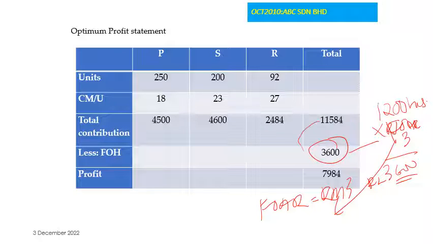And then total contribution minus 3,006, your profit is 7,984 ringgit. Because question asks you to prepare a profit statement showing the profit that the optimum plan will yield. So this is your profit the optimum plan will yield.